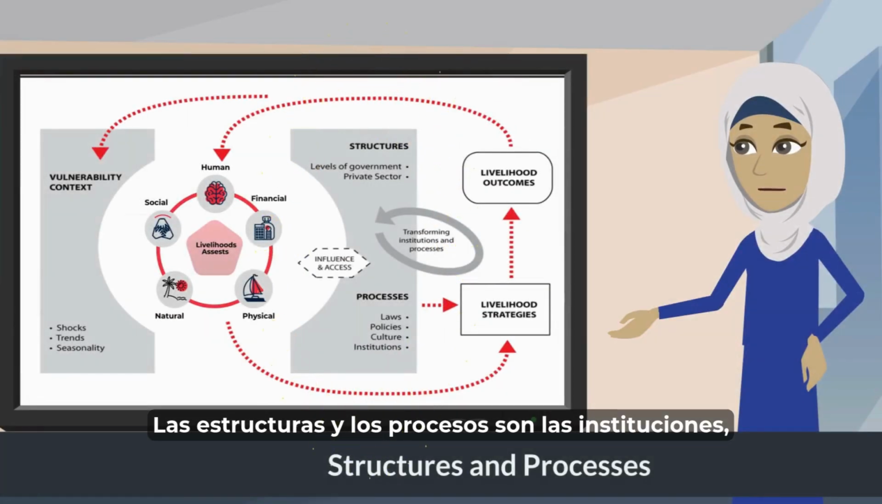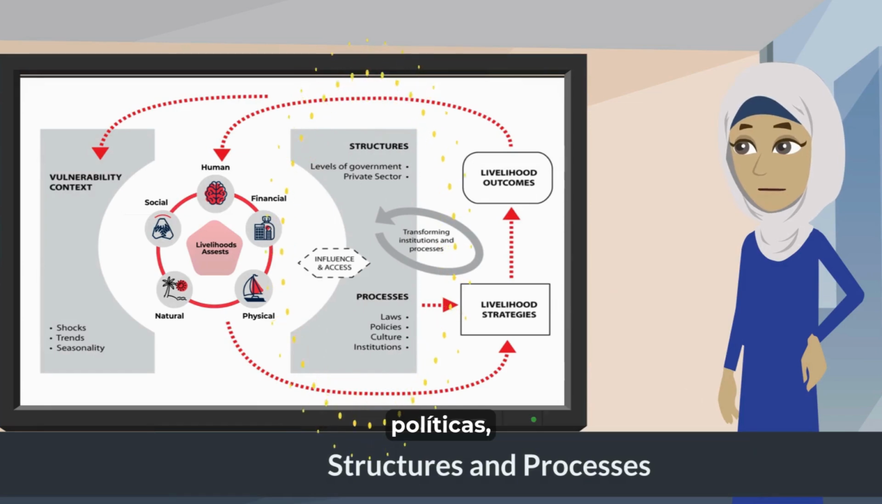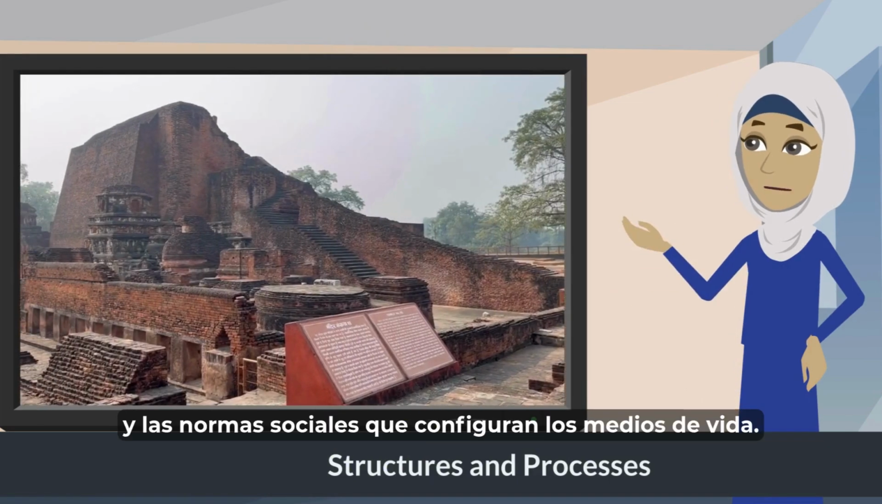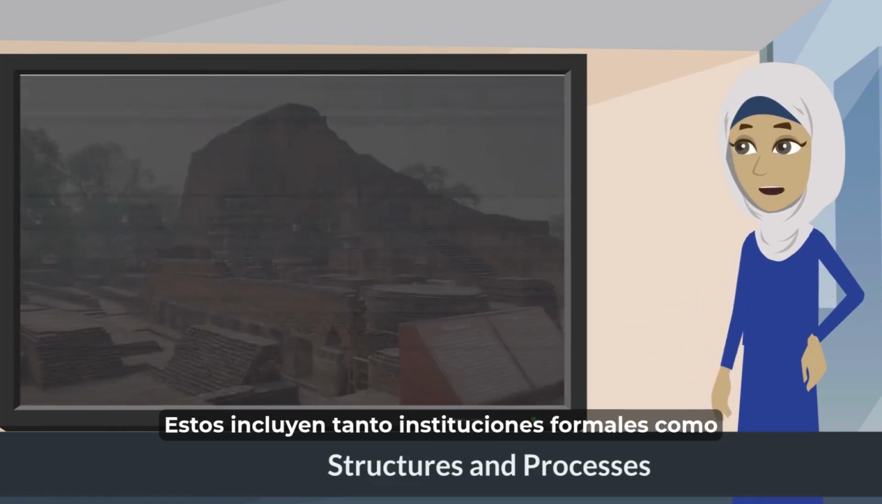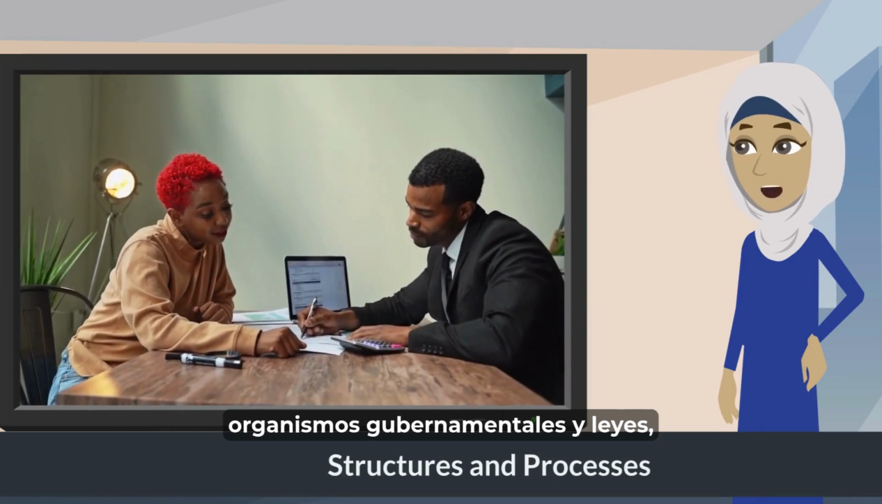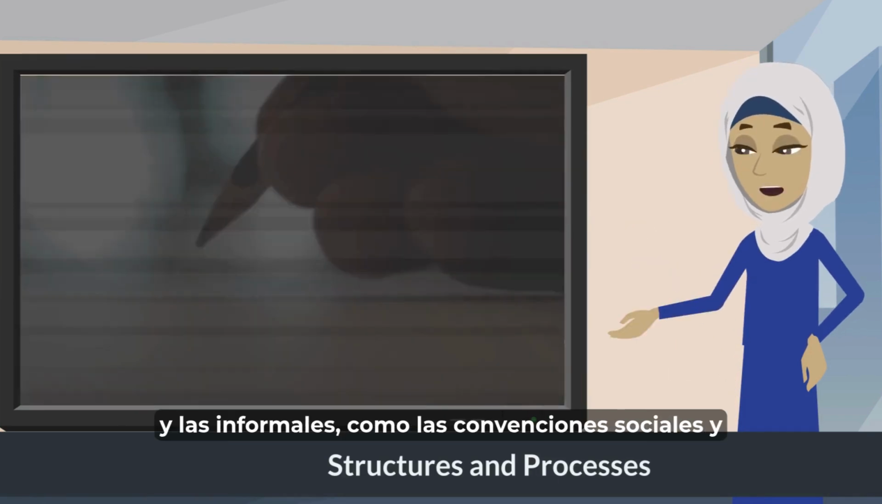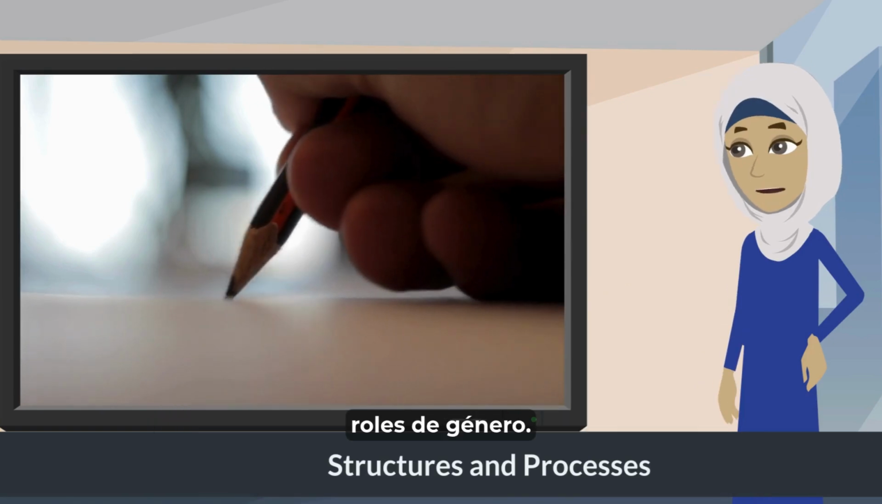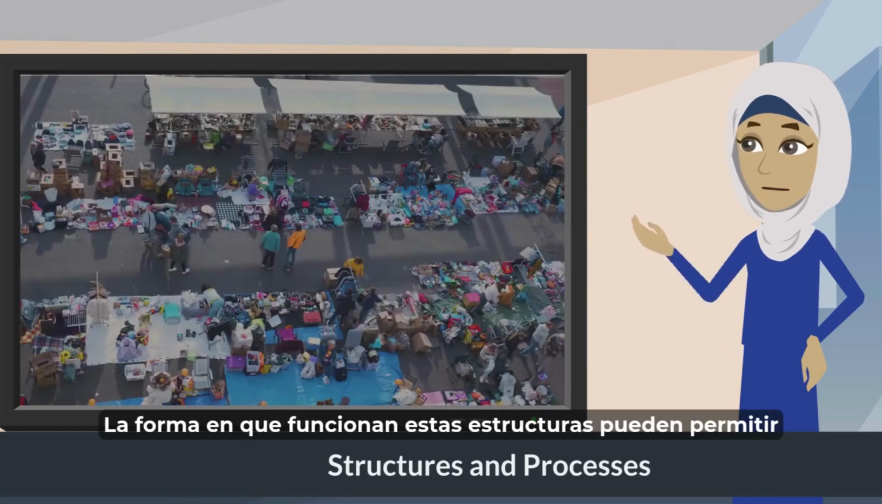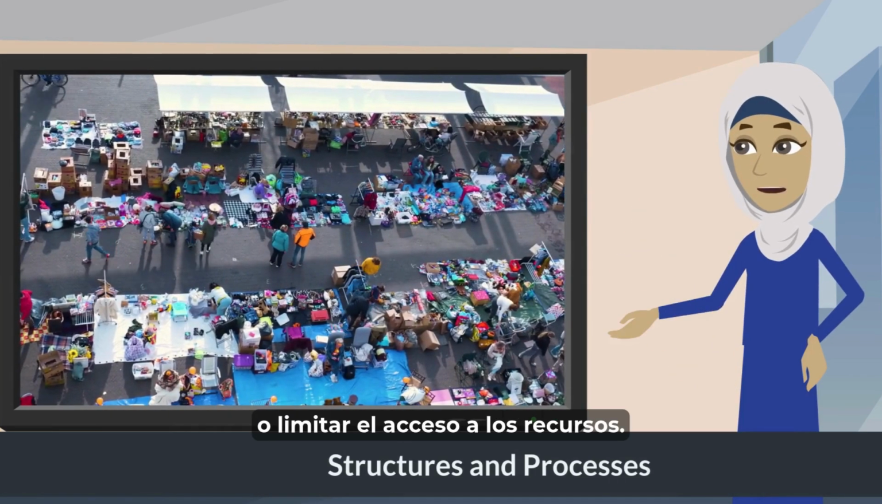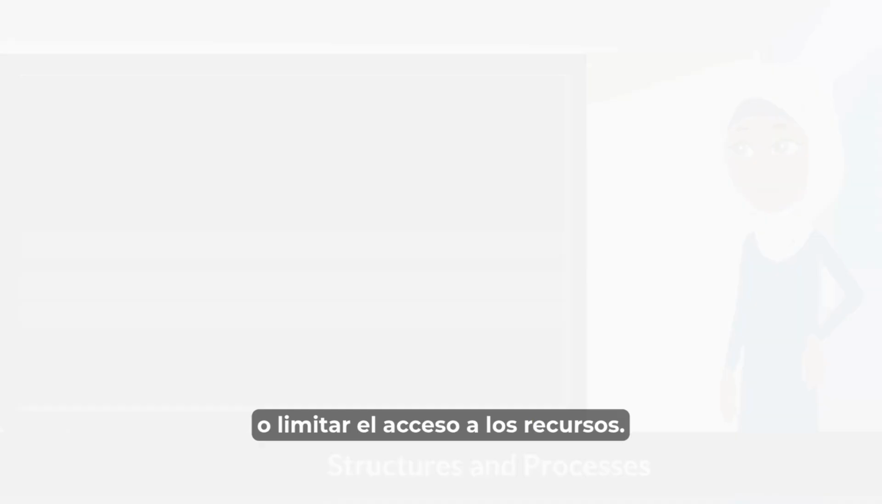The structures and processes are the institutions, policies, and social norms that shape livelihoods. These include both formal institutions like government bodies and laws, and informal ones such as social conventions and gender roles. How these structures function can either enable or limit access to resources.